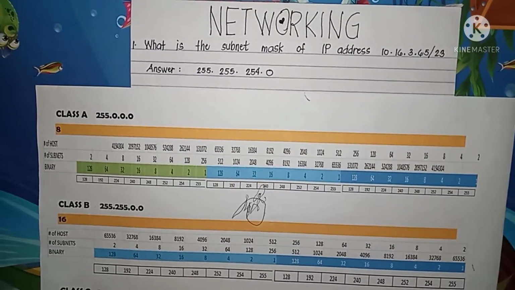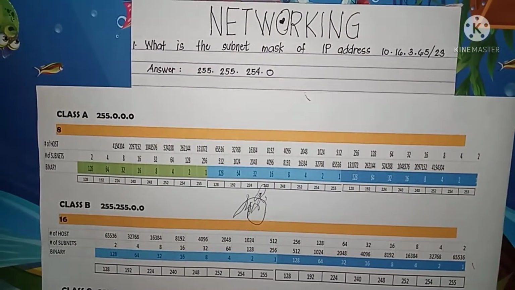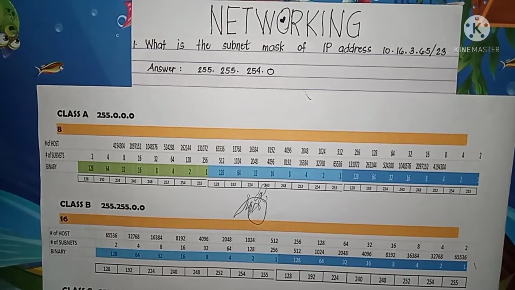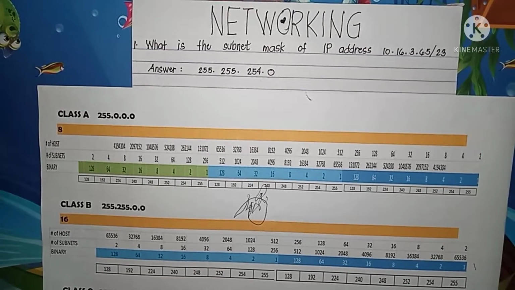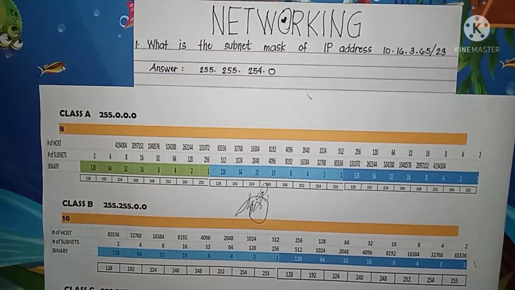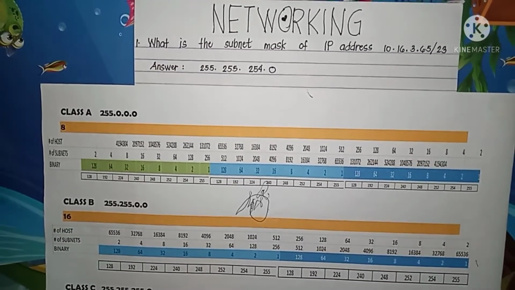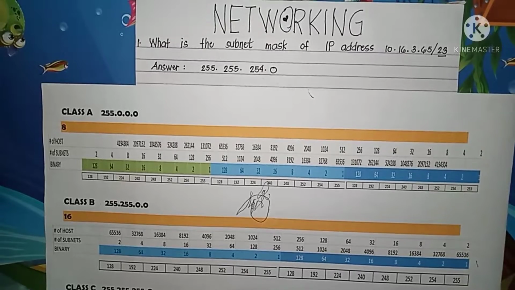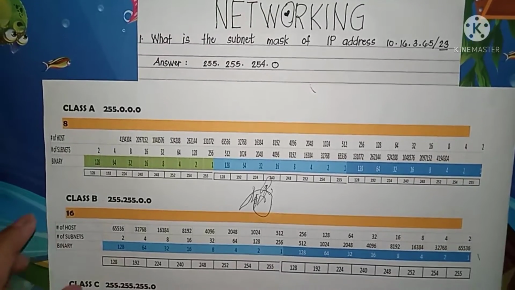What is the subnet mask of IP address 10.16.3.65/23? So the answer is 255.255.254.0. So now we're going to locate 23 in the table. So 23 belongs to class B.